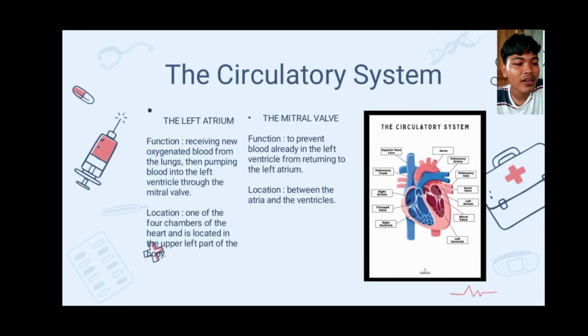The left atrium, located in the upper left of the heart, is responsible for receiving clean blood from the lungs. The mitral valve is one of the heart valves that separates the left atrium and the left ventricle. Its main function is to open and close completely when the left ventricle pumps blood throughout the body, so that no blood returns to the left atrium.